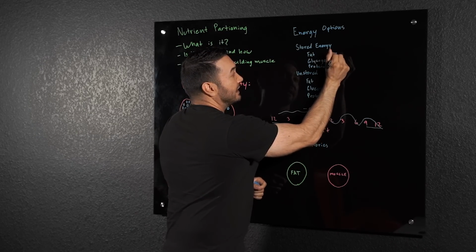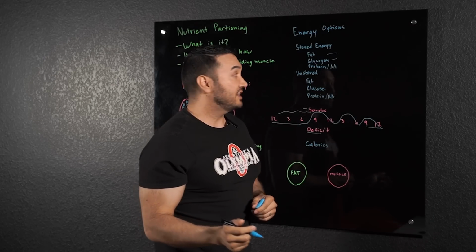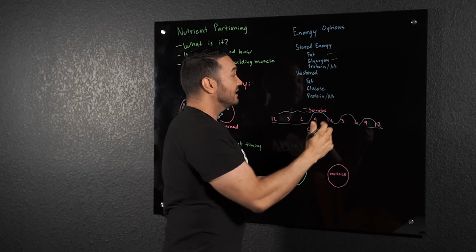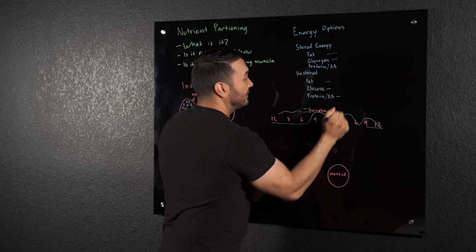Are we going to use glycogen? Are we going to use fat for our need of stored energy? And then we're going to have unstored energy, things you just ate that's not stored yet, floating free in the bloodstream, right? Fat, glucose, protein, amino acids.